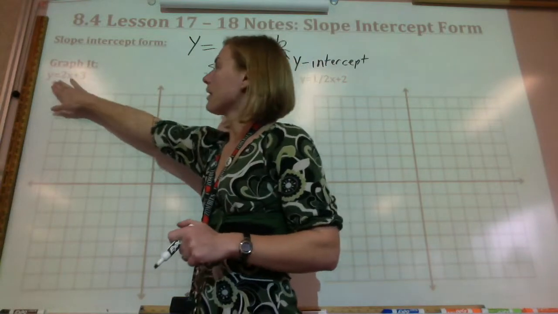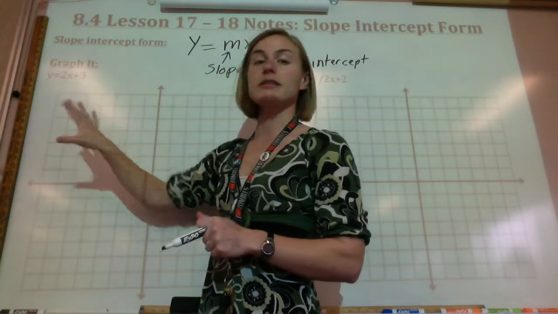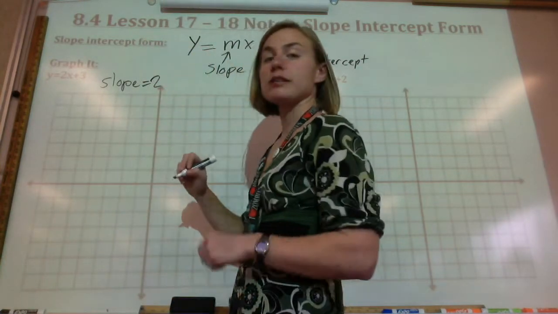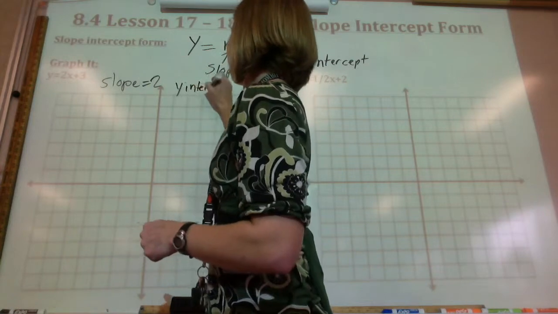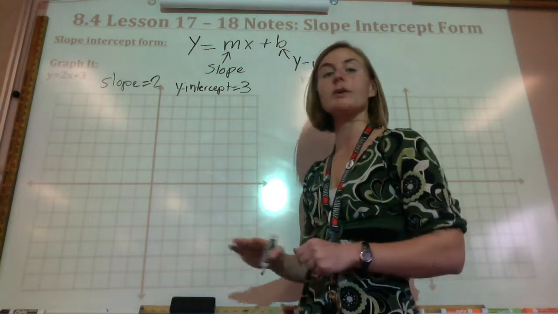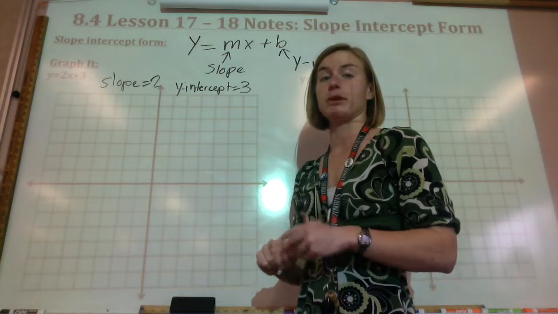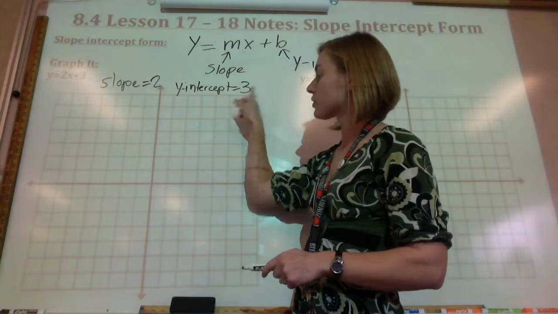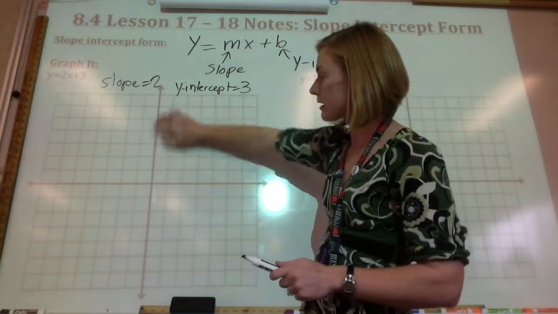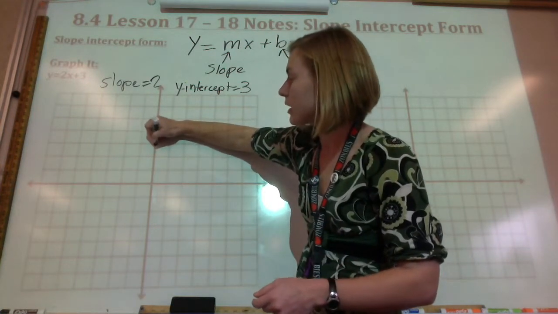This first example, we have y equals 2x plus 3. So the slope in this case is 2, and the y-intercept is 3. And that's all the information we need. So we don't need to make a t-table in order to graph this. This is going to be much simpler. So our y-intercept is 3. So that tells us that the line crosses the y-axis at 3. So there is a point at (0, 3).